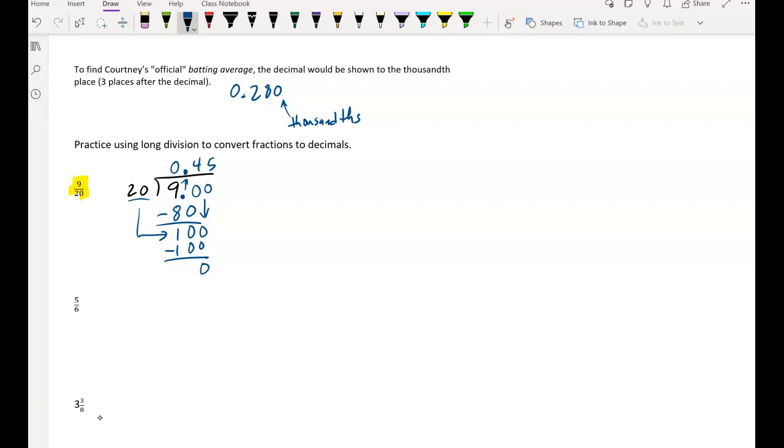So 9/20 is 0.45 or 45 hundredths. 2 places after the decimal is hundredths.